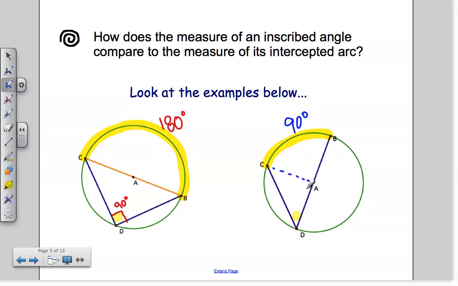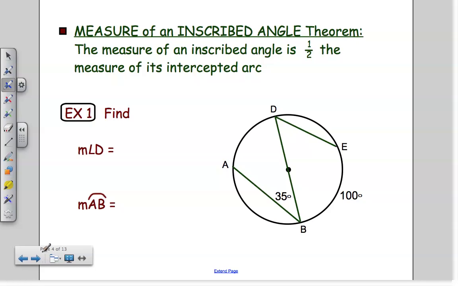If you think about it, since the radii are congruent here, I have an isosceles right triangle. Remember, this was a right angle here. Isosceles right triangle, and so that has to be 45, 45, 90. Look at the relationship then. A 90-degree inscribed angle, a 180-degree intercepted arc. A 45-degree inscribed angle, vertex on the circle, a 90-degree intercepted arc. Looks like the intercepted arc is double the measure of the inscribed angle, or the inscribed angle is half of the intercepted arc. And that is true always.